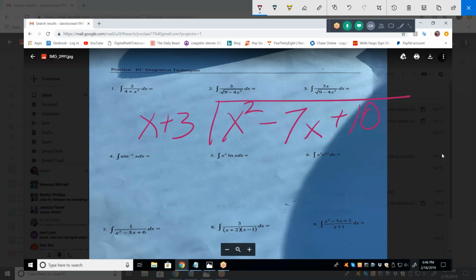Minus. Give me the first term of the quotient. X would go into x squared once. Okay, so that's x on top.